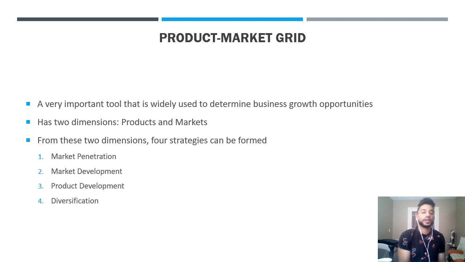So, the product market grid, okay? A very important tool that is widely used to determine business growth opportunities. It has two dimensions, products and markets. From these two dimensions, four strategies can be formed: market penetration, market development, product development, and diversification. Okay, we'll get into this a little bit more.